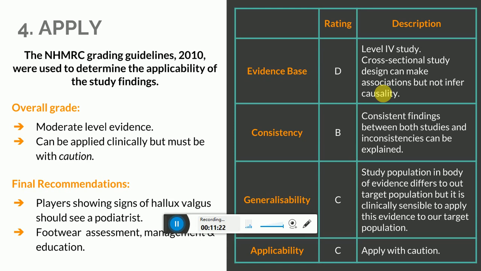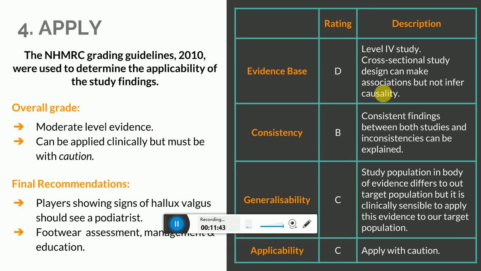The applicability of the association between hallux valgus and high heels was graded C. The association between hallux valgus and high heels was identified. However, the low study qualities and population differences mean that this association must only be applied to sports players with caution.